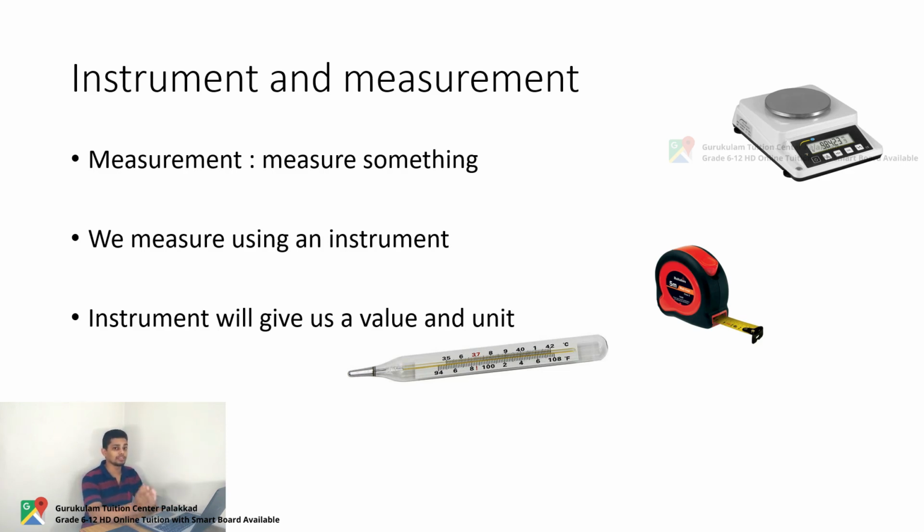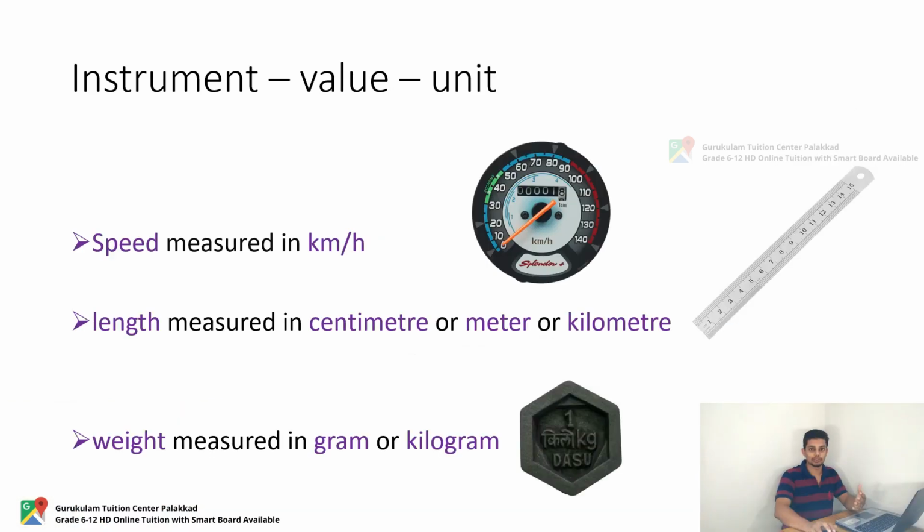We use an instrument for measuring, and the instrument will give us a value and a unit. So there comes another question: what is value, what is unit? For example, there are many types of instruments around us. Automobiles have an instrument called a speedometer, which helps us find the speed of the vehicle. Sometimes we tell the speed as 150 kilometer per hour. That 150 is the value and kilometer per hour is the unit.